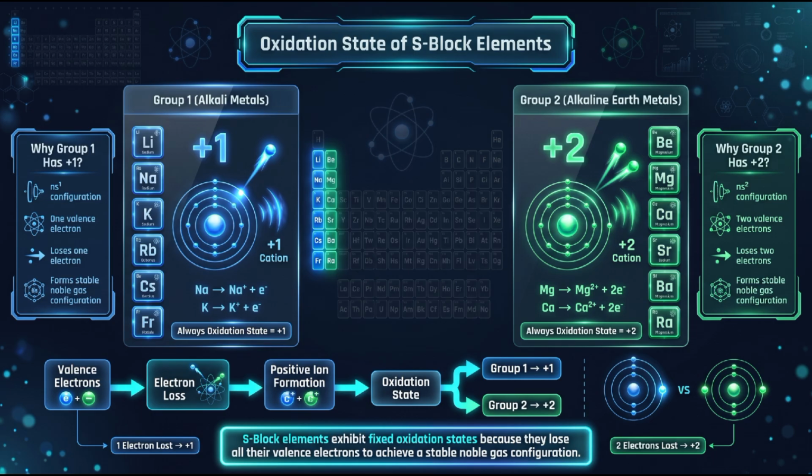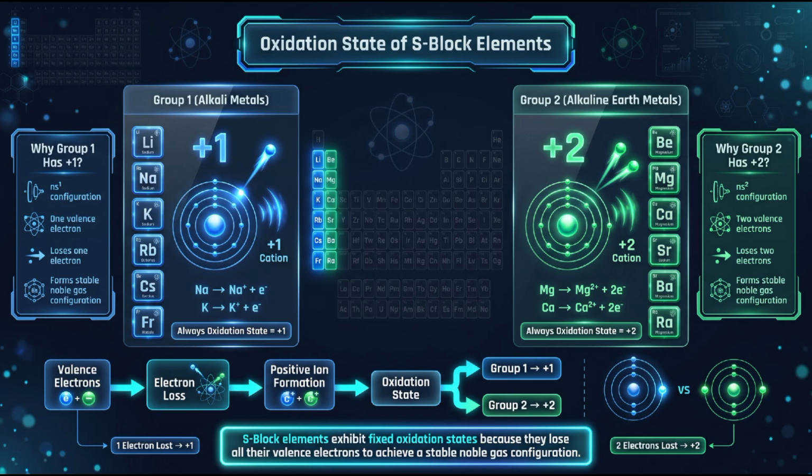The image divides the S-block into 2 sections. The first section represents Group 1, also known as the Alkali Metals, while the second section represents Group 2, known as the Alkaline Earth Metals. Each group has its own characteristic oxidation state that remains almost constant in nearly all of its compounds.